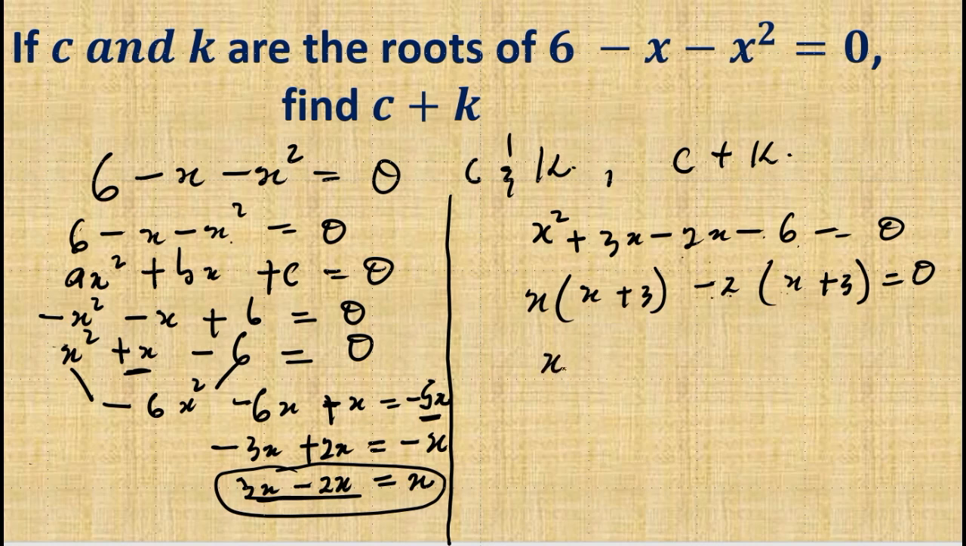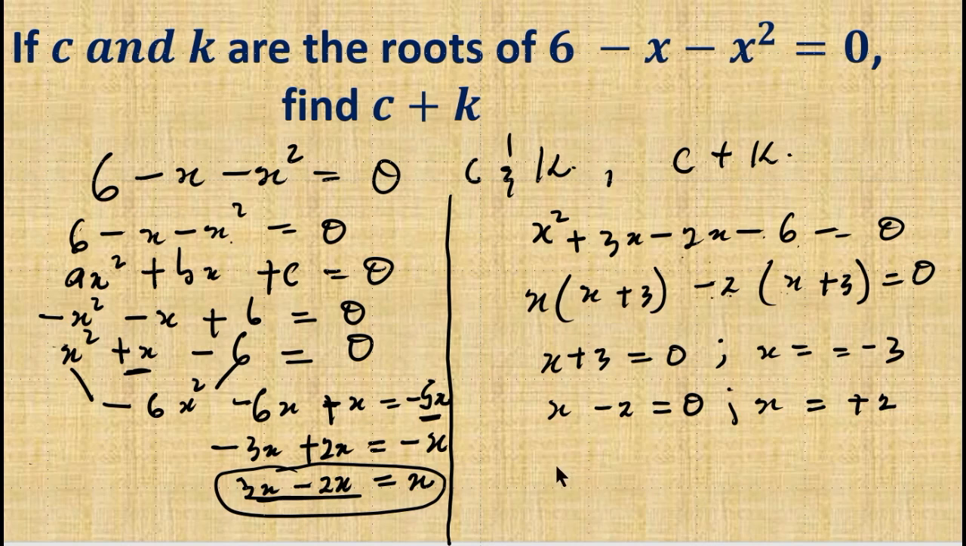So I'm good to go. I'll have my factors to be x plus 3 equals 0, and x minus 2 equals 0. So when x plus 3 is equal to 0, x automatically is equal to minus 3. And when x minus 2 is equal to 0, x automatically is equal to plus 2. So my c and k are minus 3 and plus 2. So that c plus k is equal to minus 3 plus 2, which is equal to minus 1. Obviously, this is a long route.